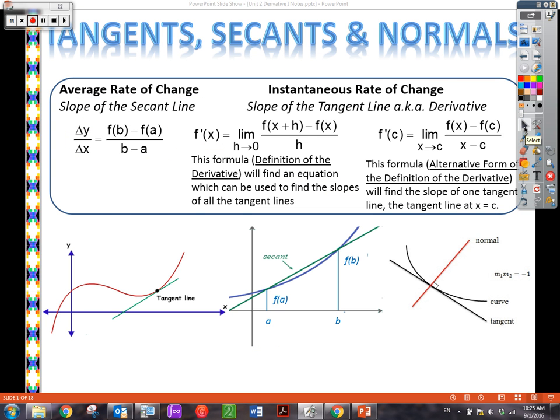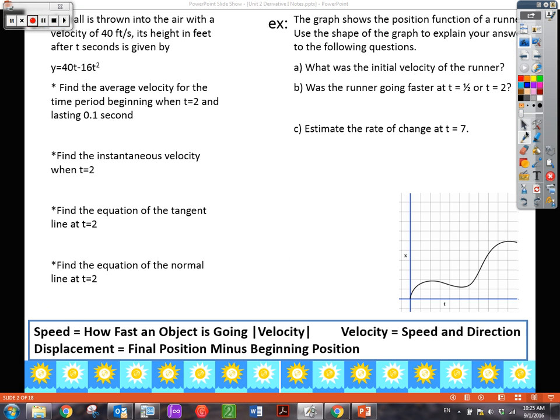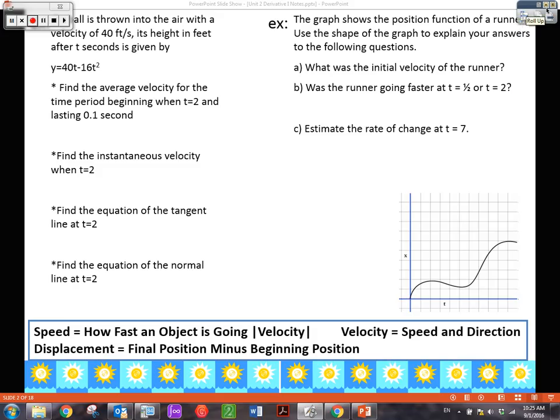I have a few things we're going to look at. Okay. Can't really see that, can we? Okay, so what it says is, if a ball is thrown into the air with a velocity of 40 feet per second, its height in feet after t seconds is given by y equals 40t minus 16t squared.